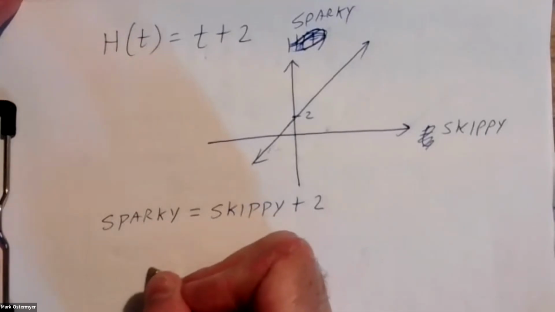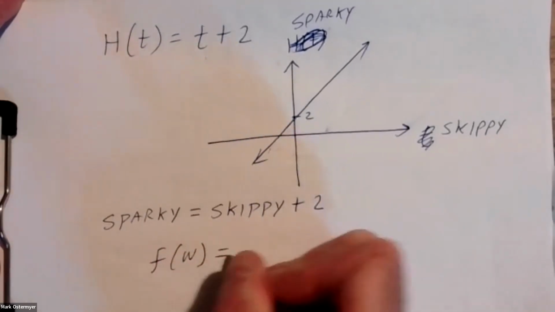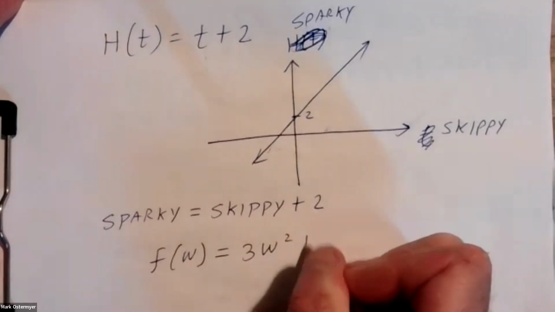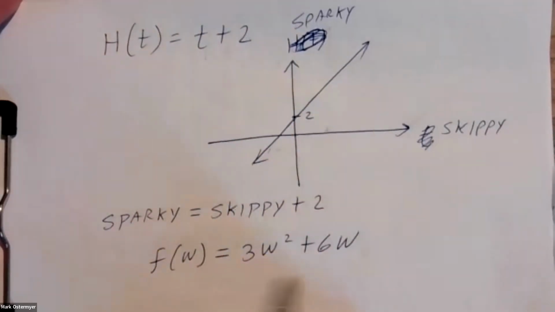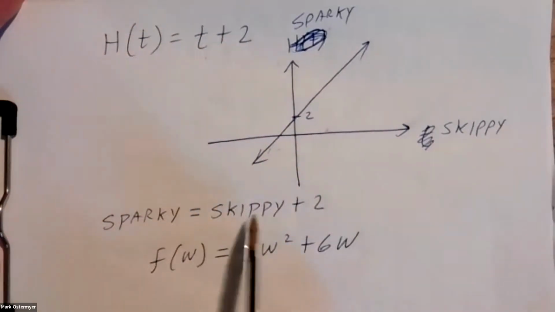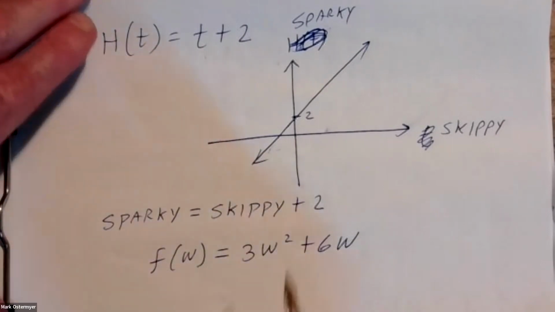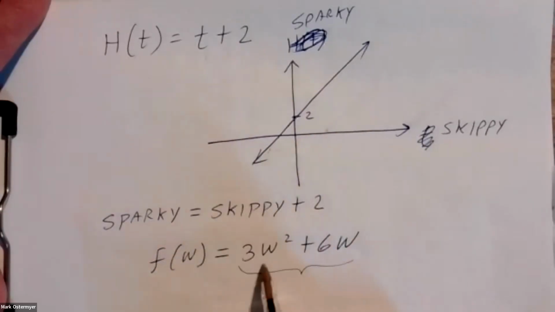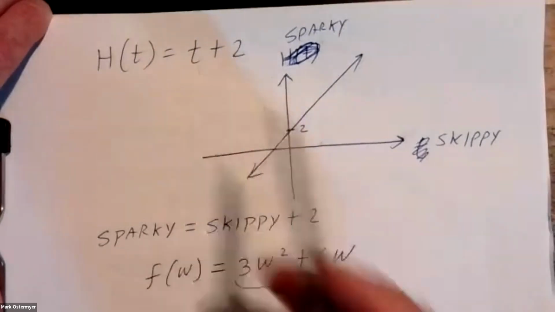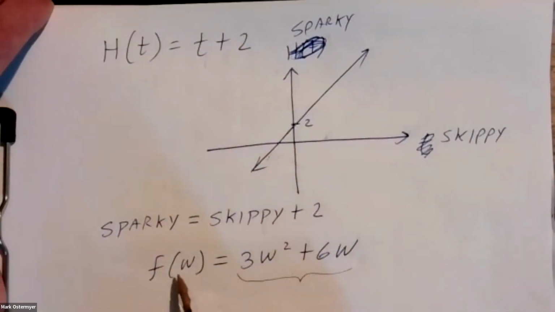All right, how about this one here? How about f of w is equal to 3w squared plus 6w? Is this function the same as all these other ones up here? No. Why is it not the same anymore? Because the definition has radically changed. We're doing something entirely different to the input now. We're not just adding 2 to the input anymore. This is a different definition, a different function, a different graph. Okay.